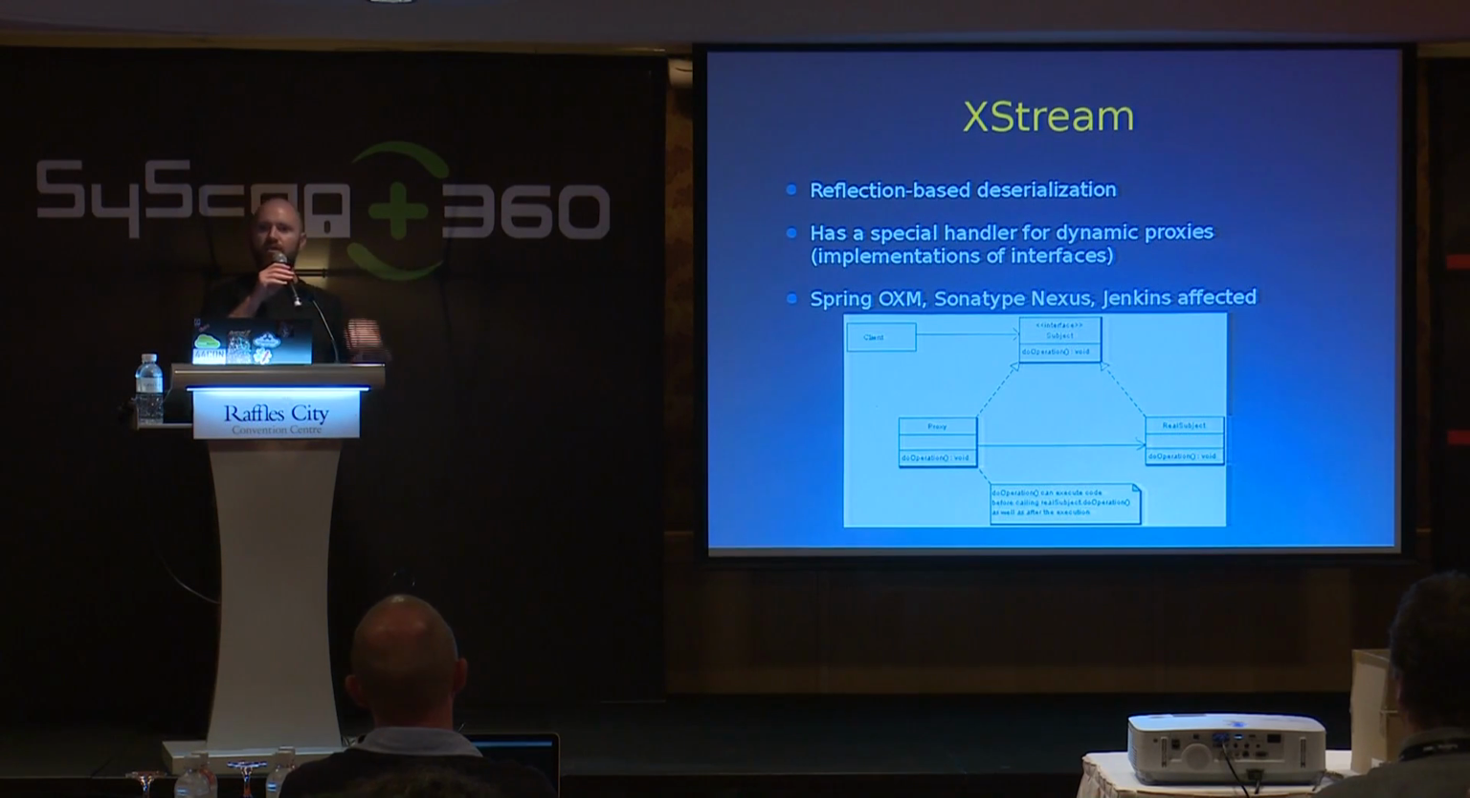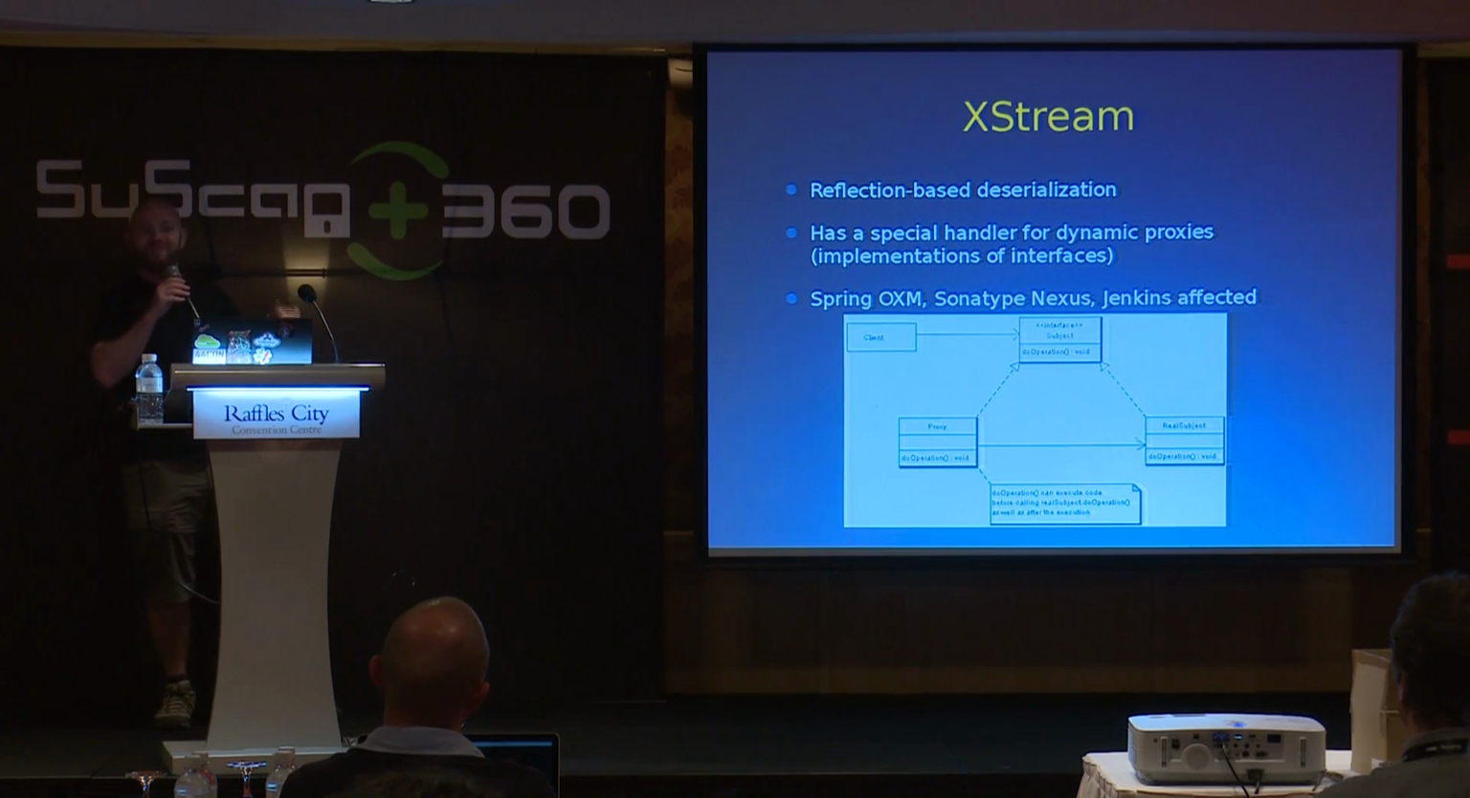XStream, on the other hand, does have redeeming qualities and is used all over the place. Spring OXM, Sonatype Nexus, i.e. what's used to run the canonical Maven Central repo. So you can see where this is going. Yes, Maven Central was vulnerable to unauthenticated RCE for years.